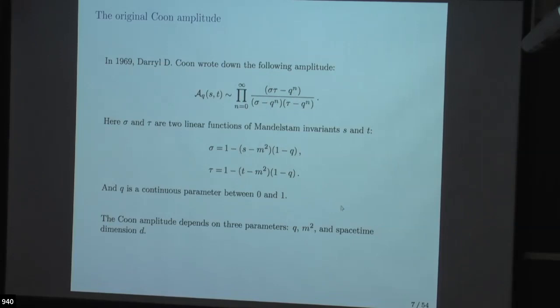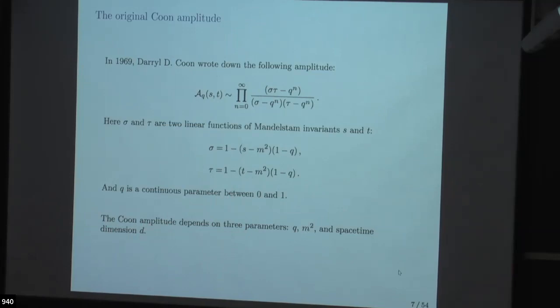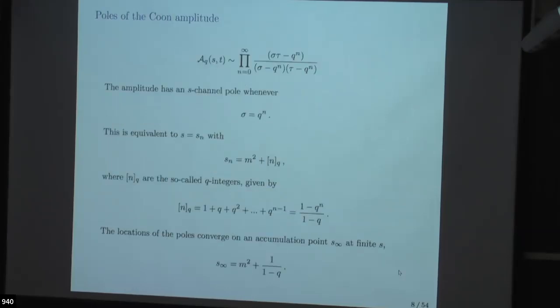Sigma and tau are going to be all over the slides, so I hope you get a good chance to imprint roughly what they are. You can think of them as the S and T Mandelstam invariants; they will appear again and again. Roughly, they are linear functions of S and T, or anti-linear, since the coefficient is negative. Besides these two variables, the Kuhn amplitude has three parameters: q, then the mass, which enters through the definition of sigma and tau, and indirectly the number of space-time dimensions, which also plays a role. So in principle it's a function of two variables and three parameters.